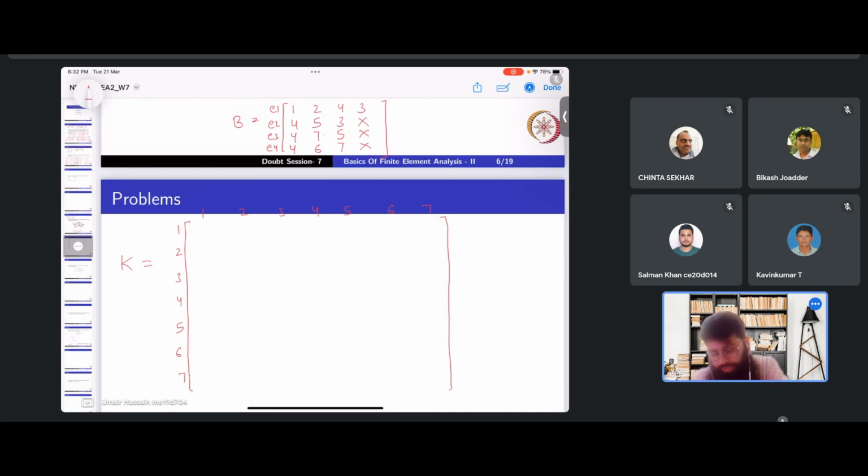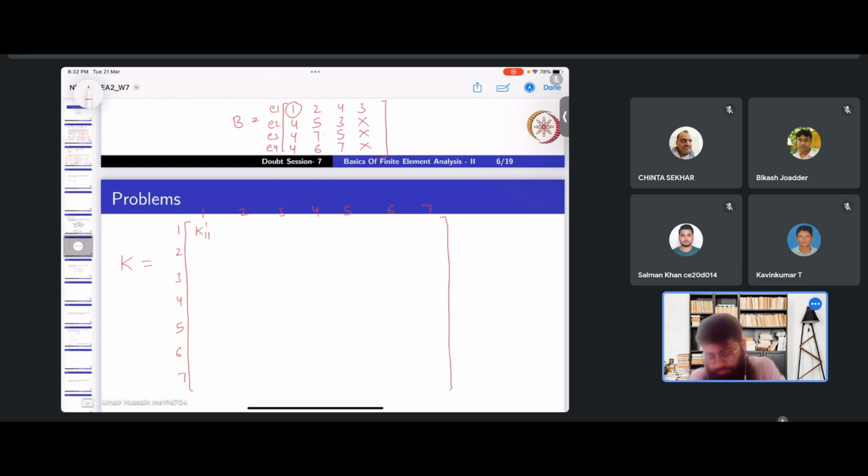So if we look at the connectivity matrix B, the global node 1 is only found here, in element 1. So its contribution would come from only element 1, and for element 1, the local numbering for this node is at first position, first column of element 1. It is the first node of element 1, right?